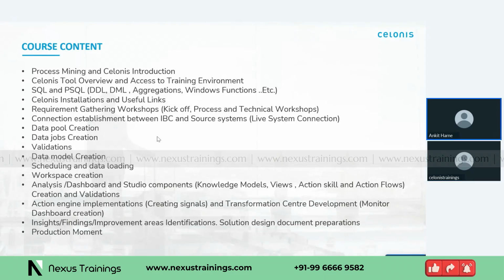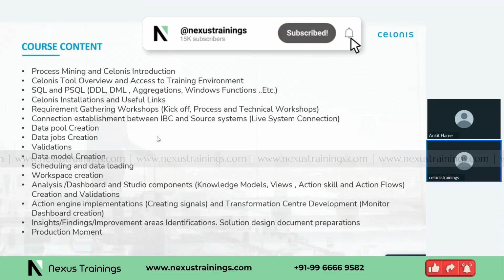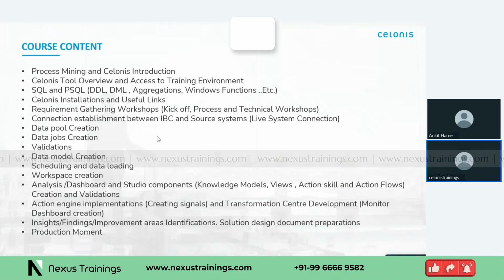There is a process mining tool, UiPath Process Mining, and Signavio too, but Celonis is correct. The UiPath tool is very basic, and even Signavio is also very basic. You can't perform a lot of automations in those process mining tools when compared to Celonis.